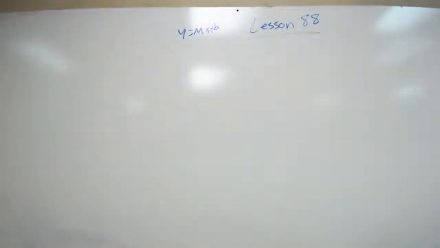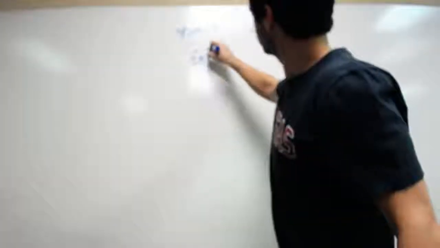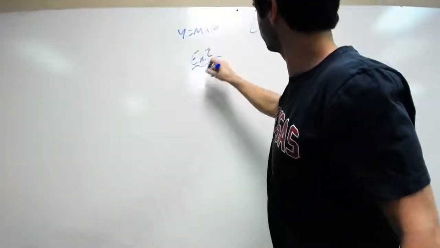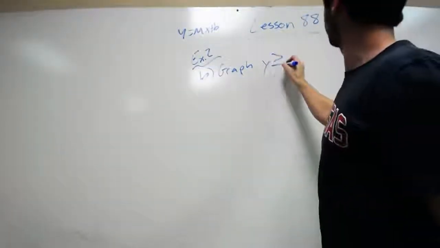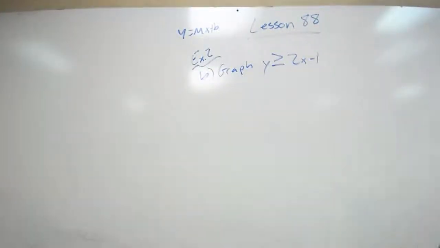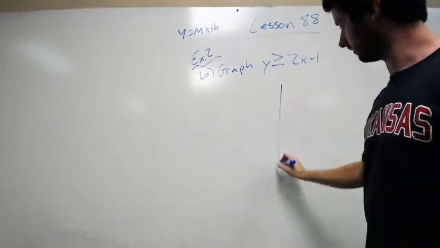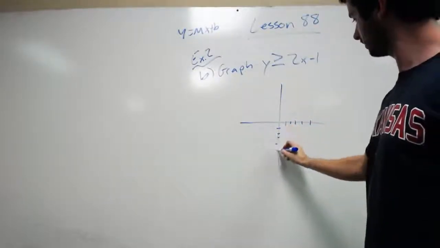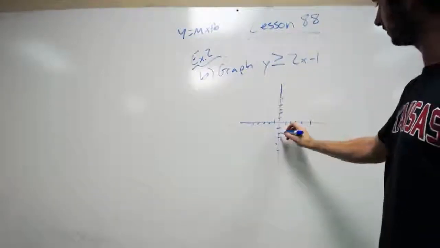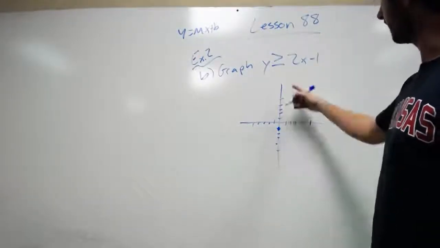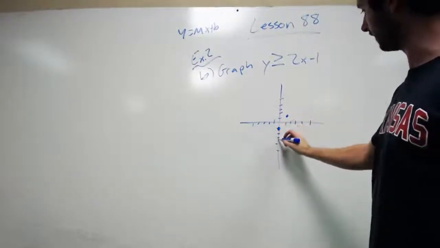Now in example 2b, it says graph y is greater than or equal to 2x minus 1. So we do the same thing. It's already got y by itself for us. So I go to my y-intercept b, or negative 1. I use my slope, up 2 over 1, down to the left 1.